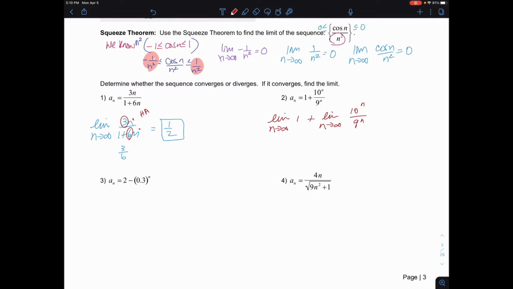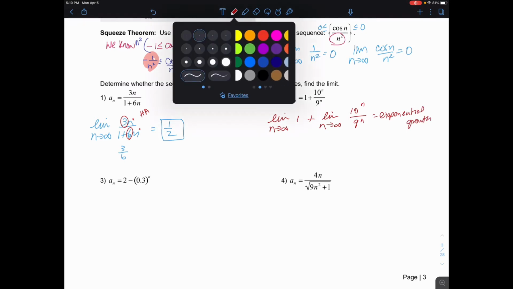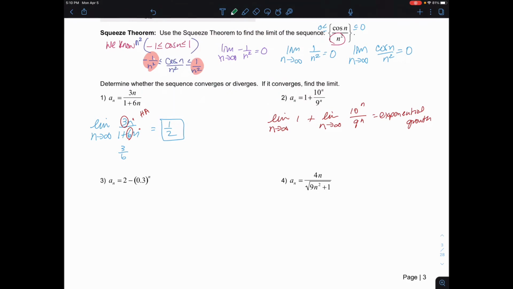Well, this thing I could think about as some sort of exponential growth. And if I think about it as an exponential growth here, I could say 10 over 9, they both have the power of n. Well, what's going to happen to this? Doesn't matter. N, if I plug in infinity, this thing's just getting big anyway. I could think about this as big over big. Doing anything else here, it's just going to infinity. So I'm having 1 plus infinity, so this thing is going to diverge.